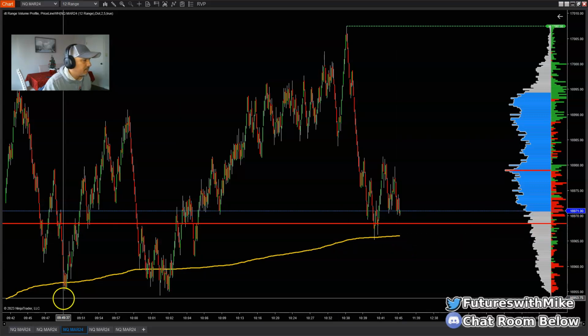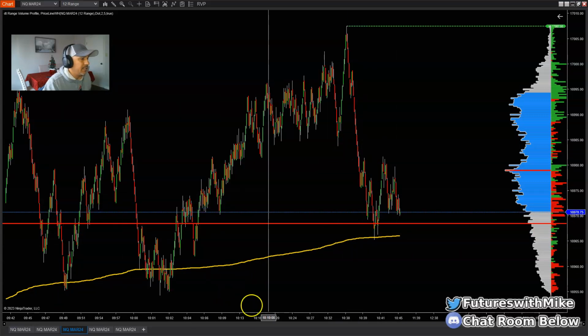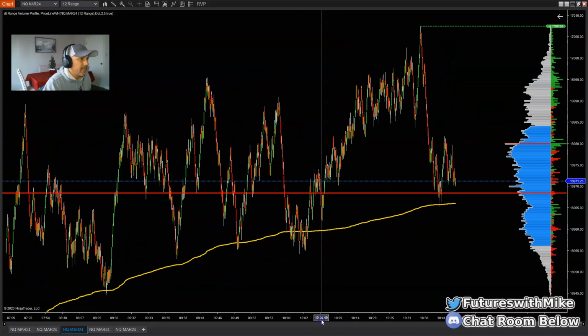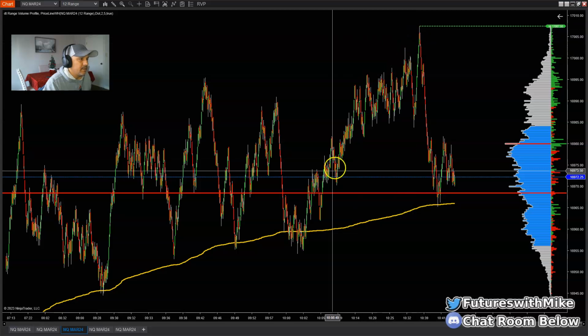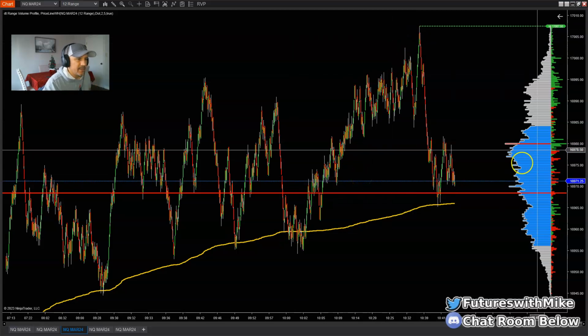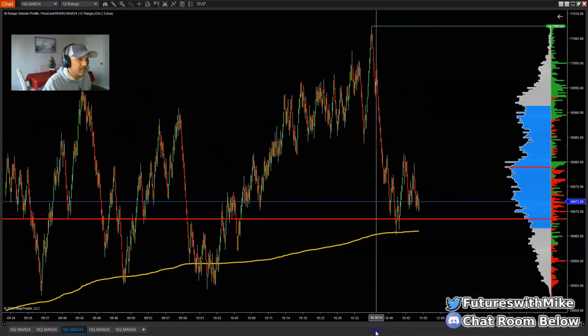I'm not going to play in the middle of something. We had this high, this low, made highs up here, so I'm not going to trade in the middle of this high volume area right here. I'm going to wait it out.